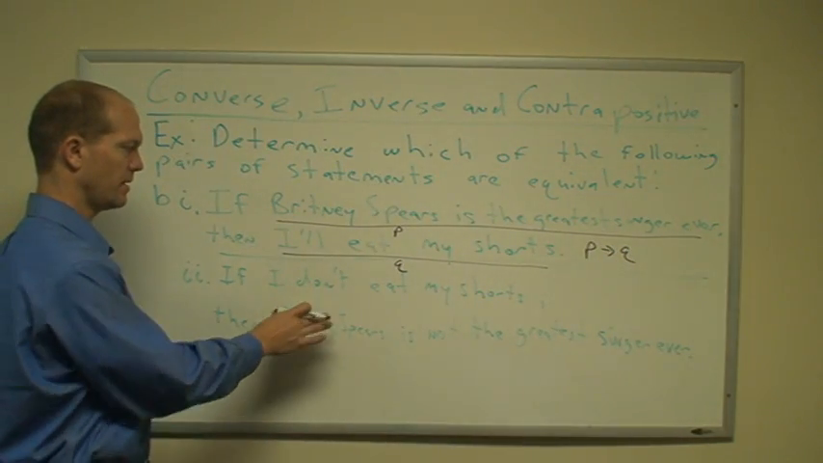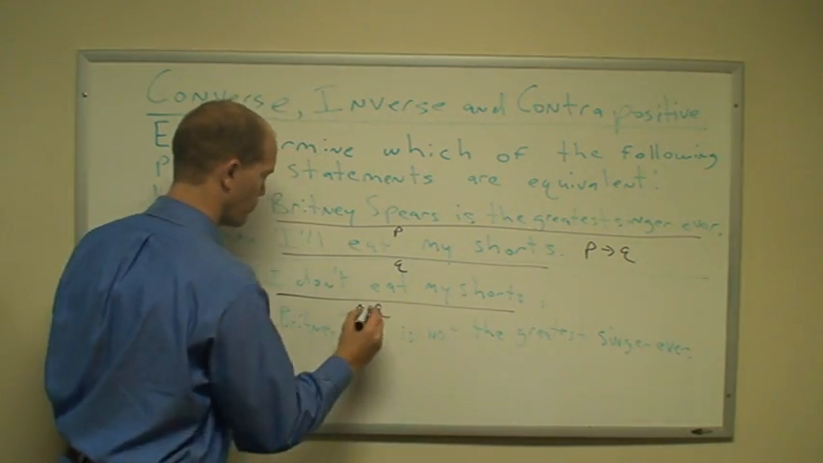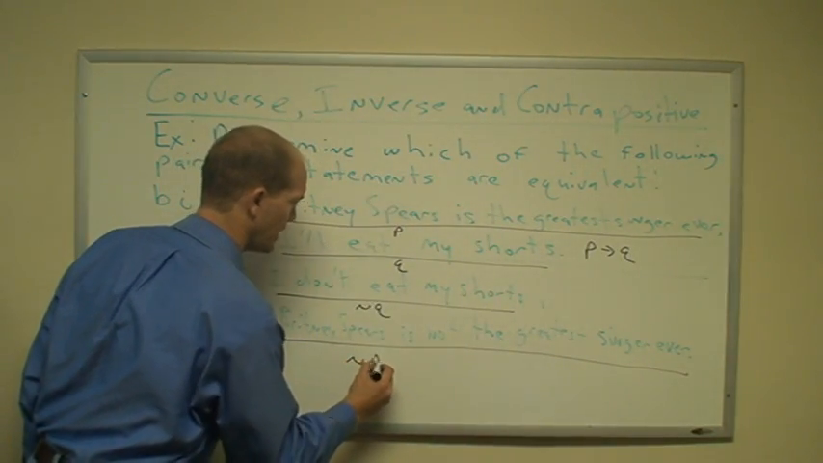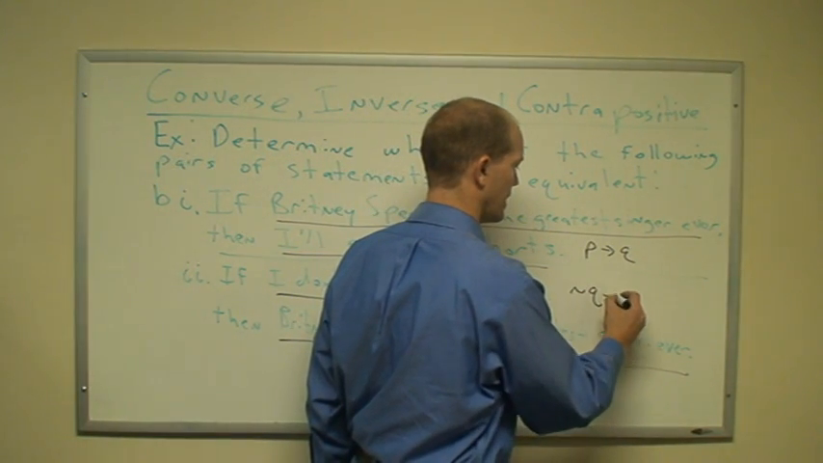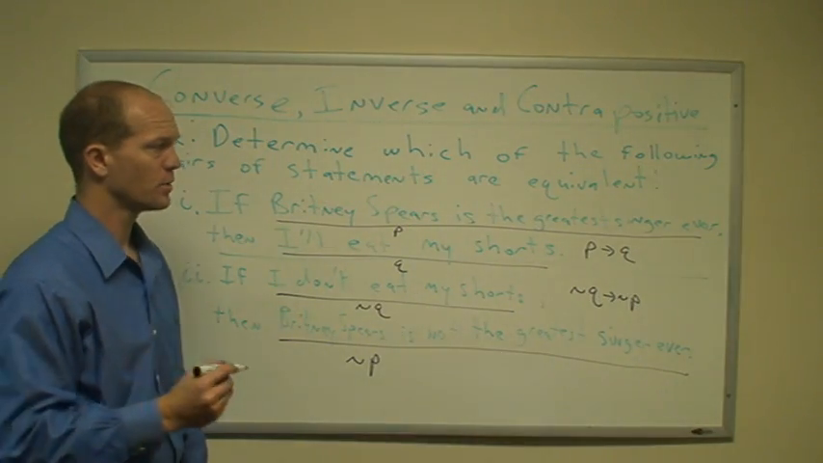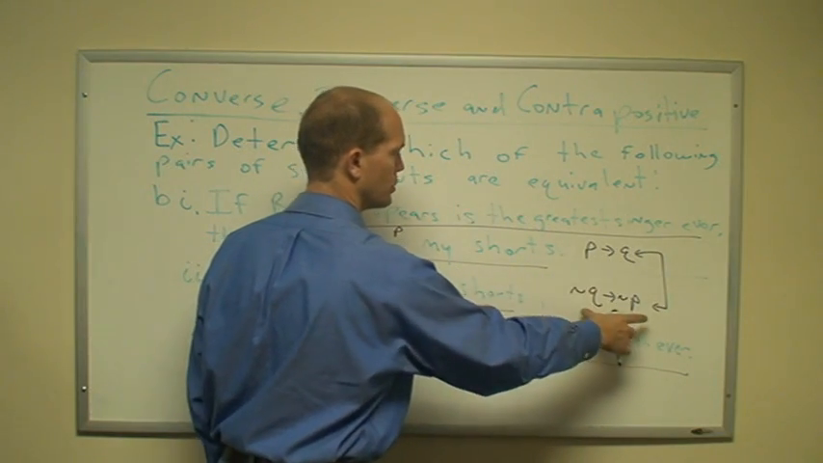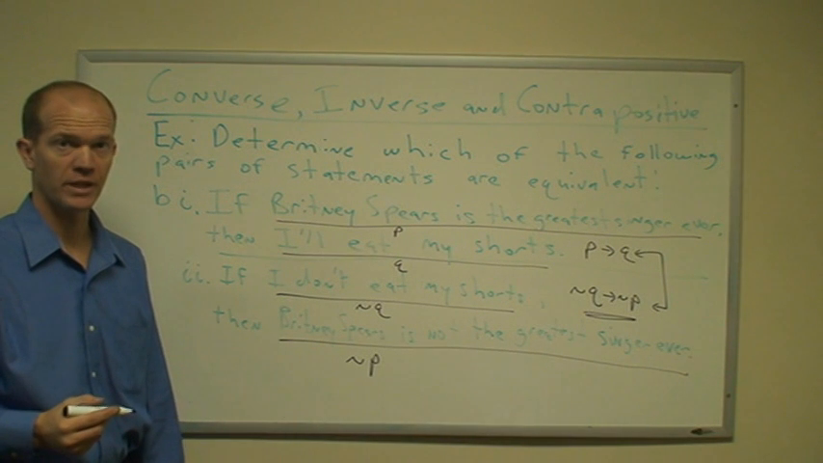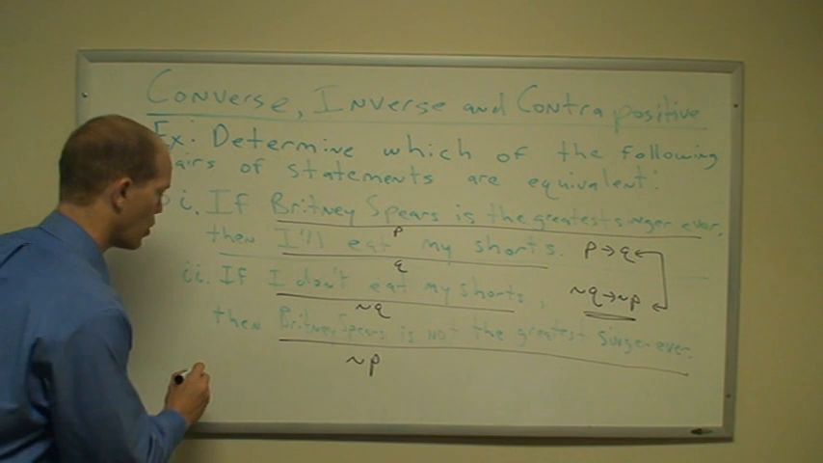Looking at the second statement then, I don't eat my shorts should be the negation of Q. Britney Spears is not the greatest singer ever should be the negation of P. And I should see that this argument is structured as if not Q, then not P. The relationship between these two statements, the original conditional and this one here, is a contrapositive relationship, and we know contrapositives are equivalent to conditionals, so these are equivalent.